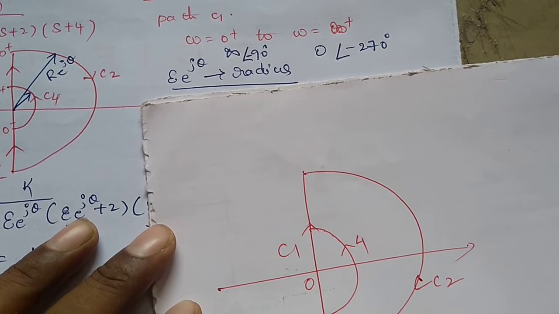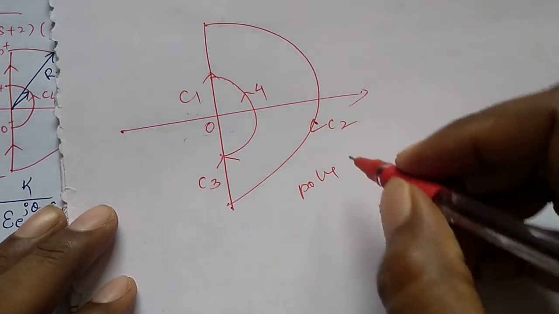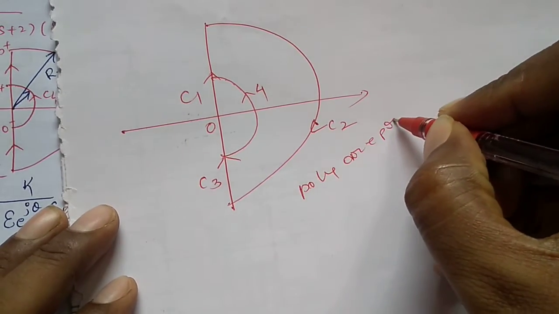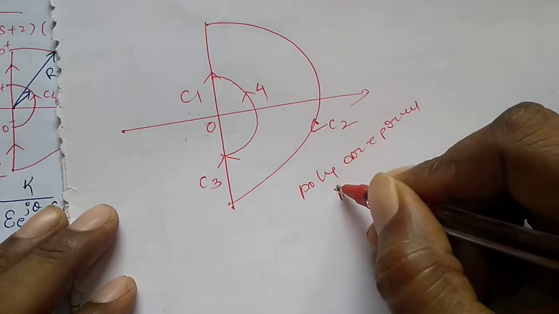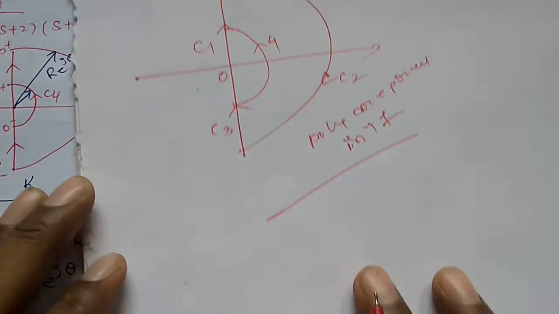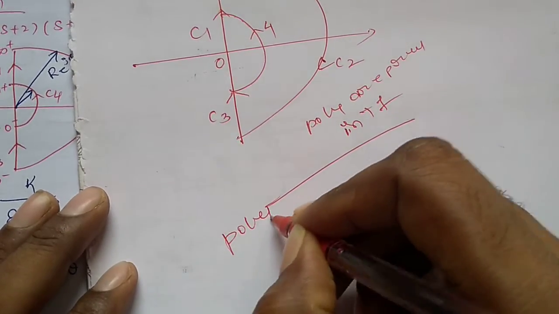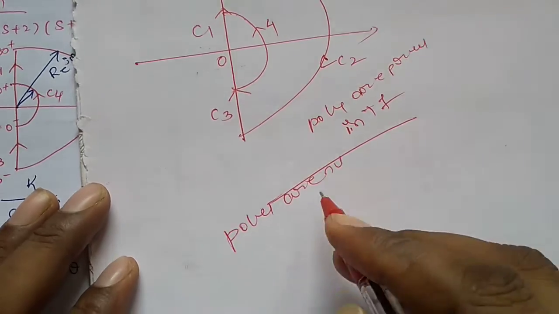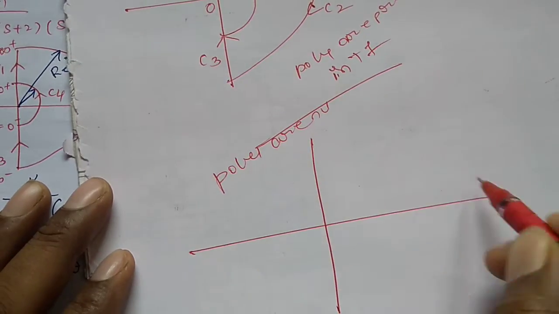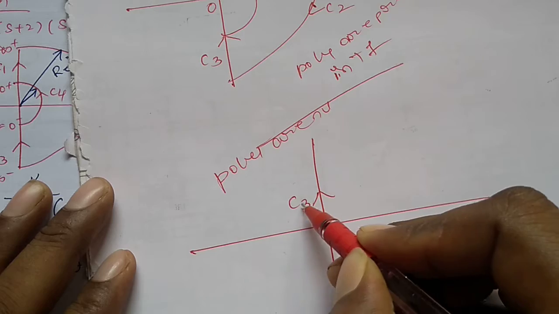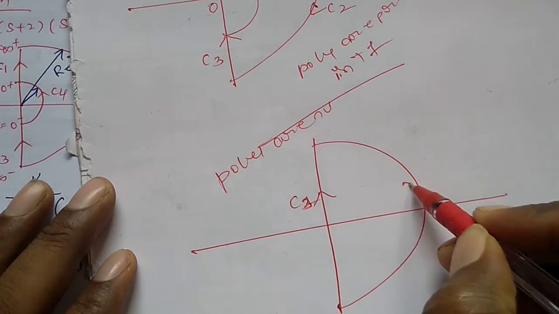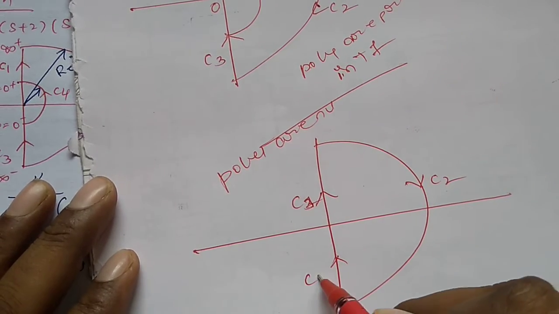If poles are present in the transfer function. If poles are not present, then the nature of the Nyquist plot will be only 3 paths: this is C1, this is C2, and this is C3.